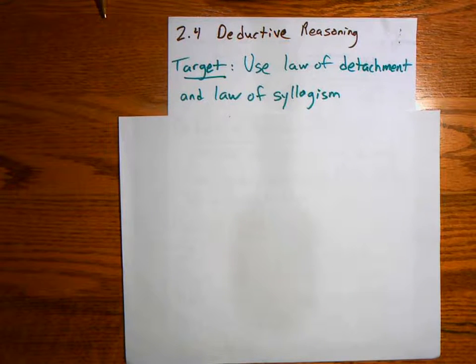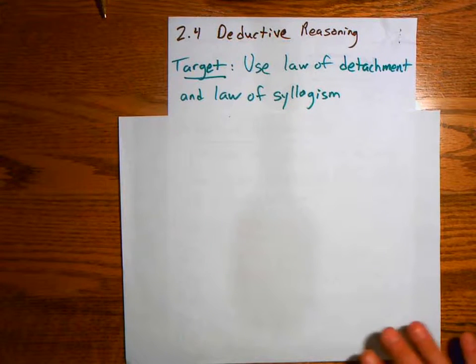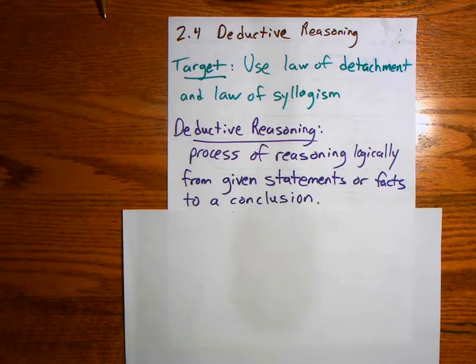Hello, this video is on section 2.4, which is titled Deductive Reasoning, and the learning target for this video is to use law of detachment and law of syllogism. There are two laws that we're going to be going over in a little bit of detail using some examples. But before we get into those two laws, there is one definition I want you to copy down.